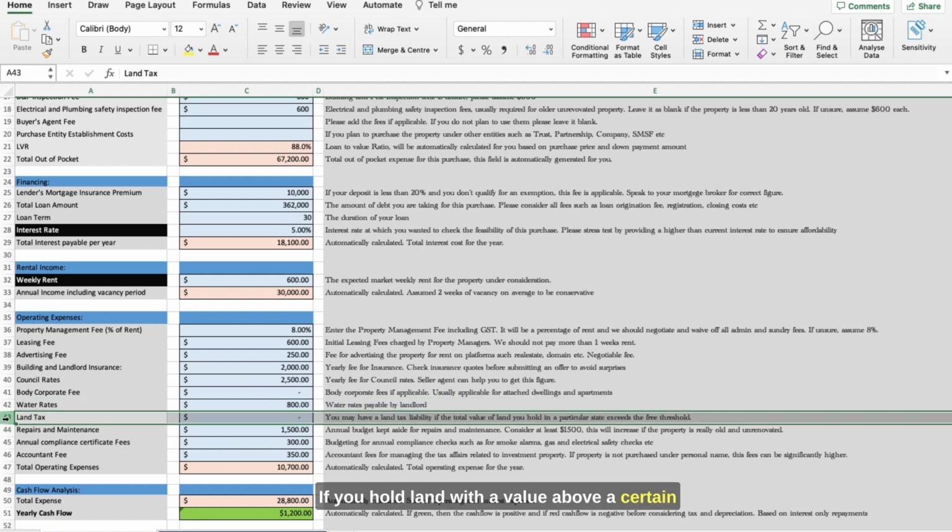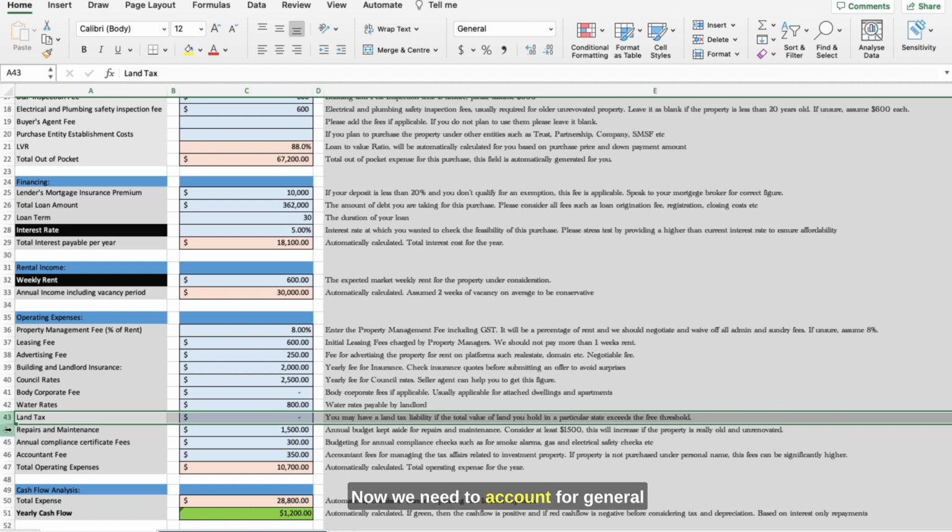If you hold land with a value above a certain threshold of the state where you plan to buy the property, then you may be liable for land tax. You can search online for various thresholds, and please fill this out if applicable. Please note, this is not based on the market value of the entire property you have, but on the value of the land component excluding buildings, and each state has its own calculations.